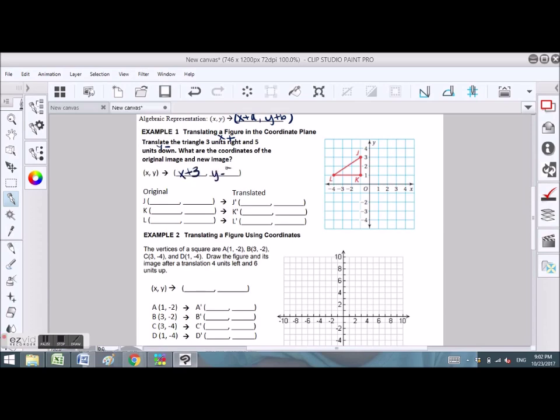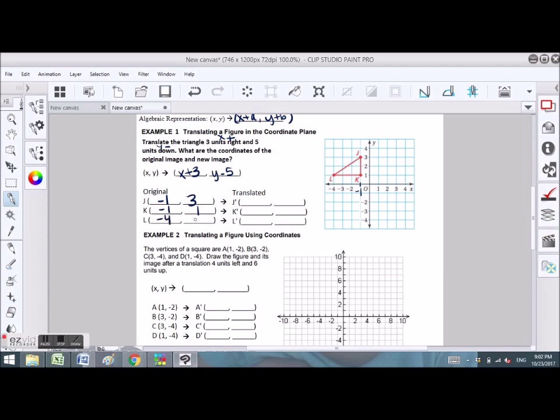So let's go ahead and find the original points. We have J. So remember, when we read points, we go x-axis first and then y-axis. So we go right here. This is negative 1. And then 1, 2, 3. So negative 1, 3. K is negative 1, 1. And L is negative 4, 1.